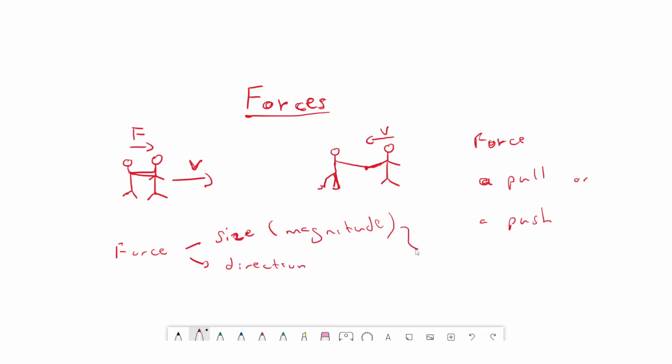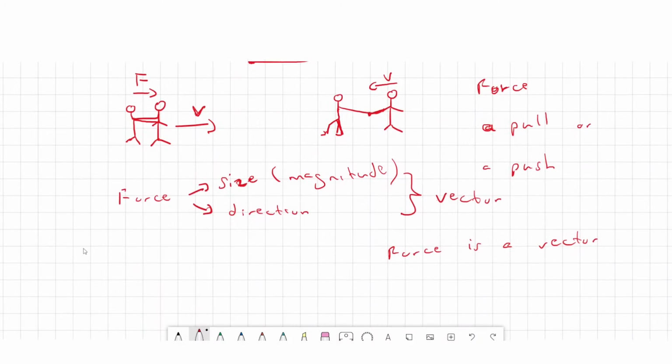So already we know that if something has size and direction, then it is a vector. Which means that force is a vector. And if force is a vector, then everything that we do with vectors, we can actually do with forces. This allows us to treat our forces mathematically. So how do we represent them?